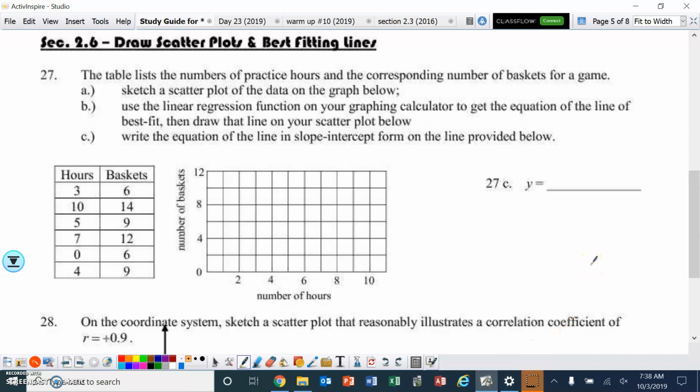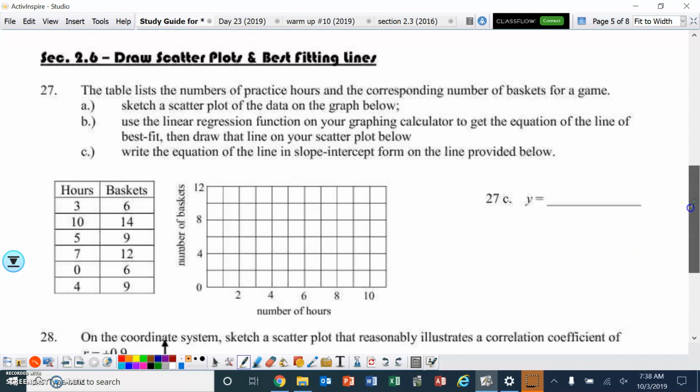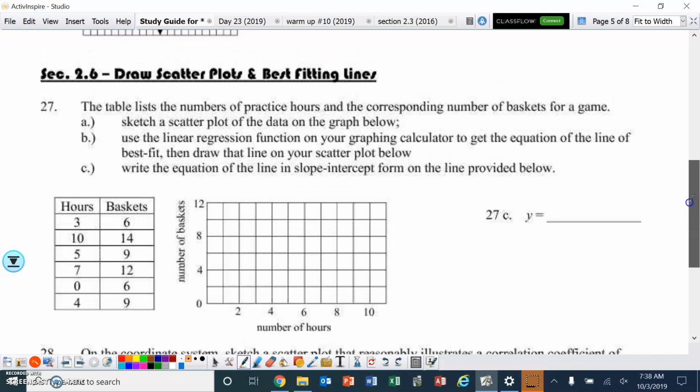All right, ladies and gentlemen, section 2.6, draw scatter plots and best fitting lines. One of the things you need to know how to do is put a scatter plot in the calculator, or put the data in the calculator and then use the calculator to help figure out the equation.